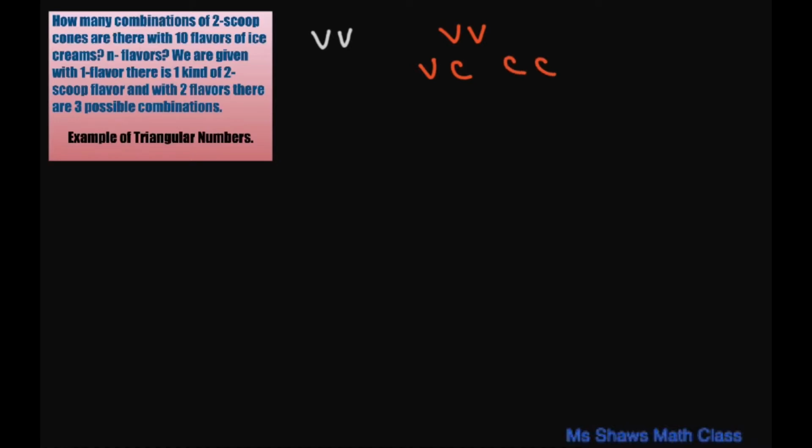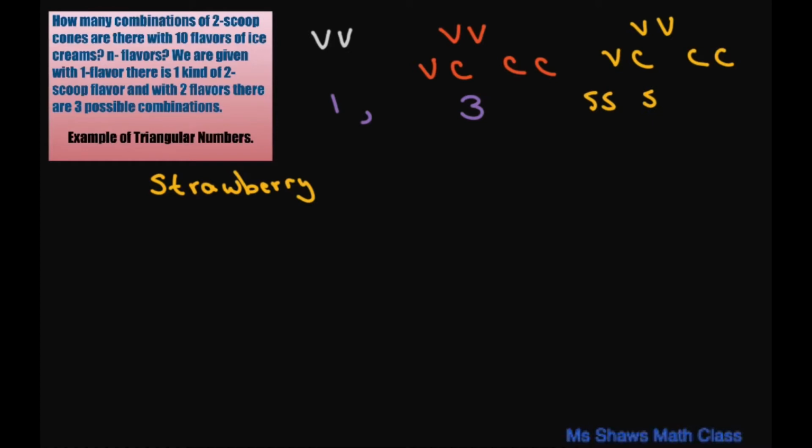Or chocolate chocolate. So this was 1 combination, and this one is 3. Let's add strawberry. Then I would still have these 3 choices, but I would add strawberry. So I can have 2 strawberries, a strawberry with the vanilla, and a strawberry with the chocolate. This gives me 6 choices.